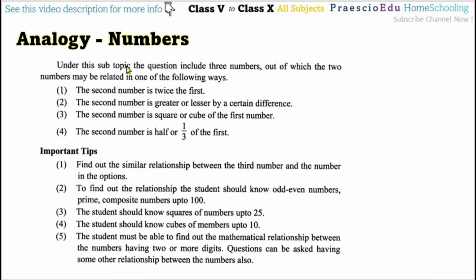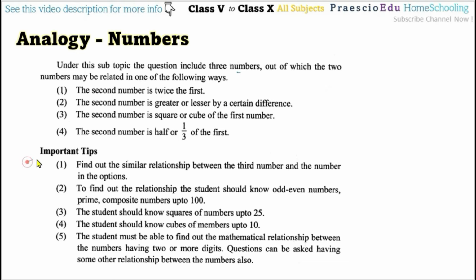Under this subtopic, the questions include three numbers. Find out how the two numbers may be related in one of the following ways. The second number is twice the first number, or greater or lesser by a certain difference, or the square or cube of the first number, or half or one third of the first. So there are some mathematical relations, and we have to find that relation. As per this, in the second group or second pair, the second term where the question mark is given, that term we have to choose from the options.